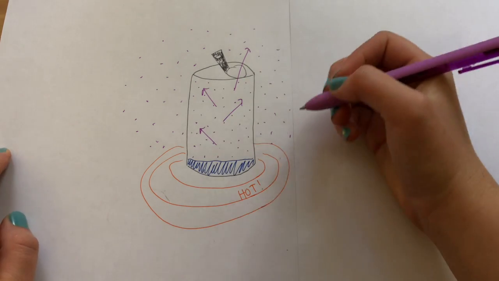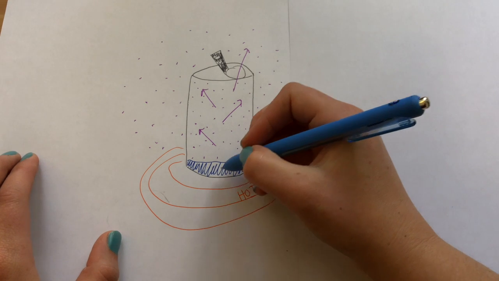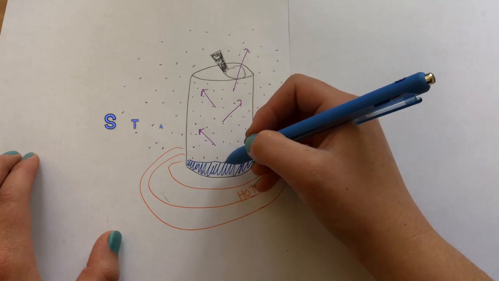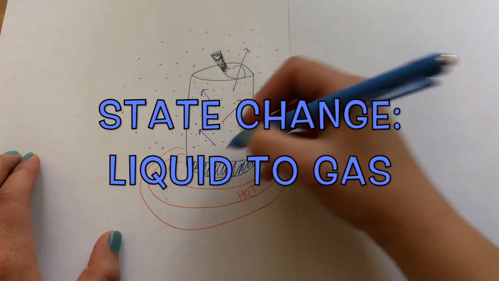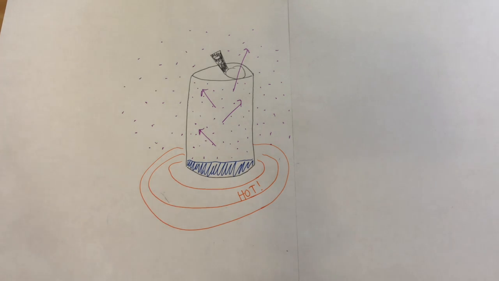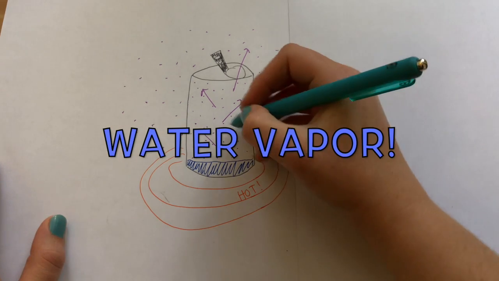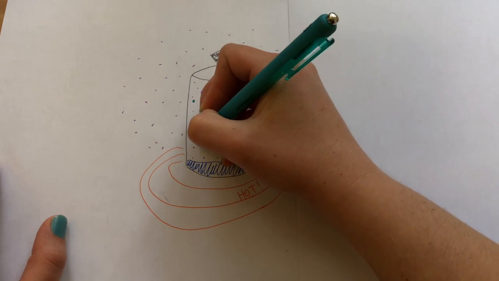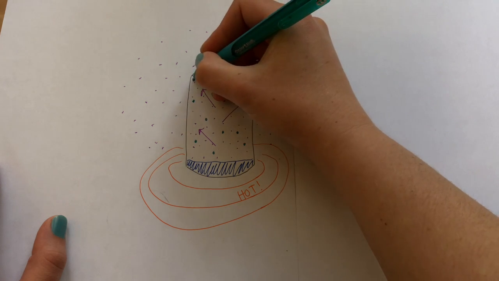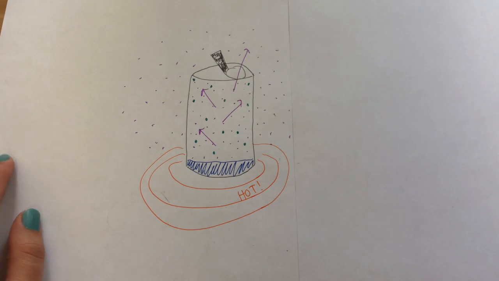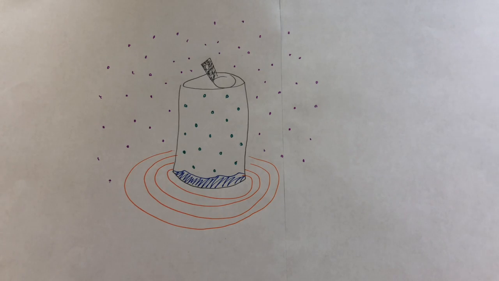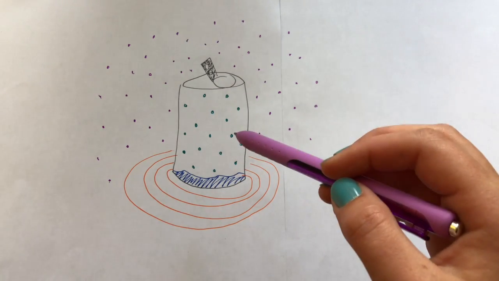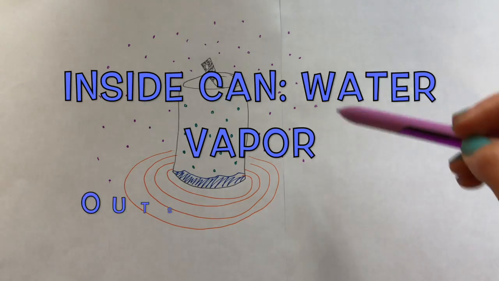But we also start to have, as we add heat to a liquid, it starts to change into a gas. So we're going to have water vapor molecules, just the gaseous state of water, that are starting to fill up the air. Now, part of this is due to heat. As time passes on, there's mostly just water vapor molecules inside of our can, and outside of our can is air.